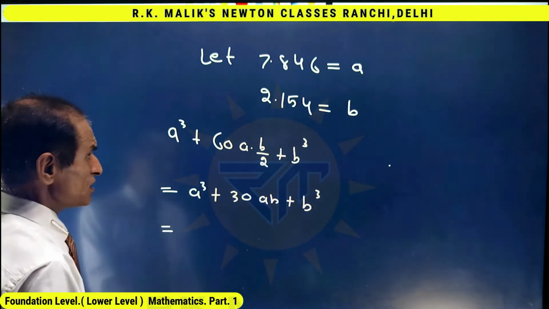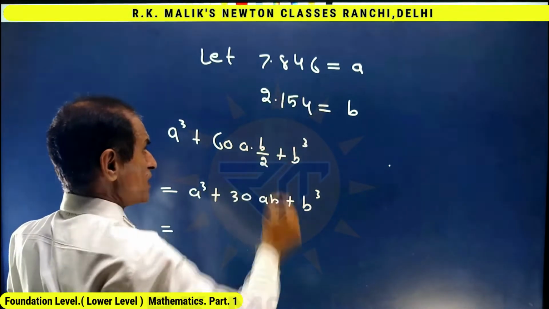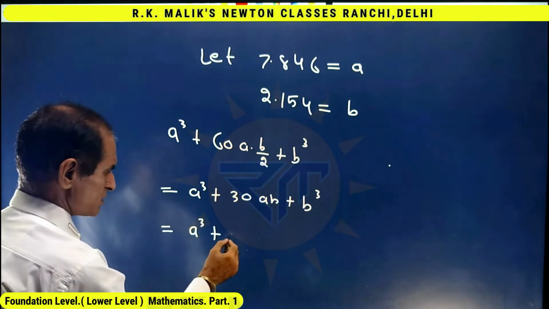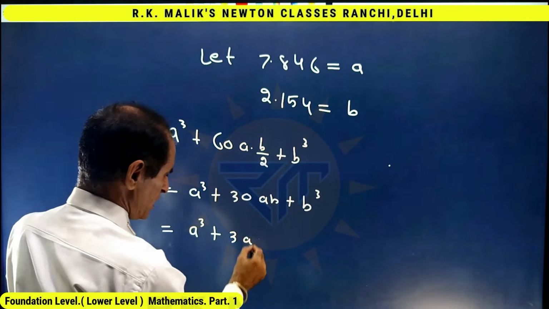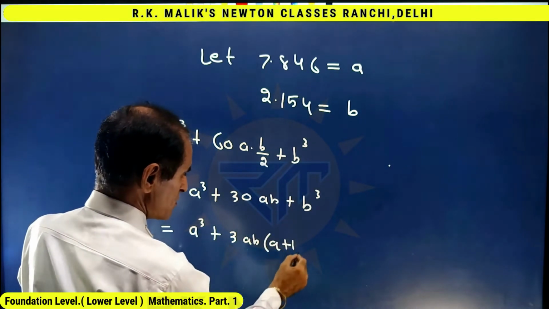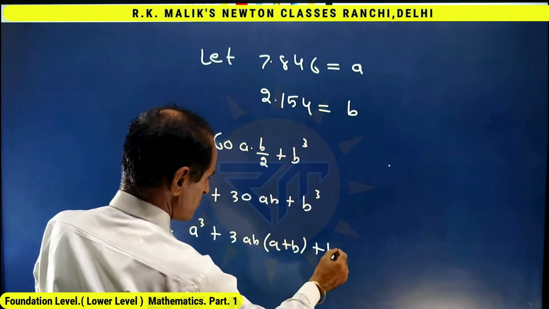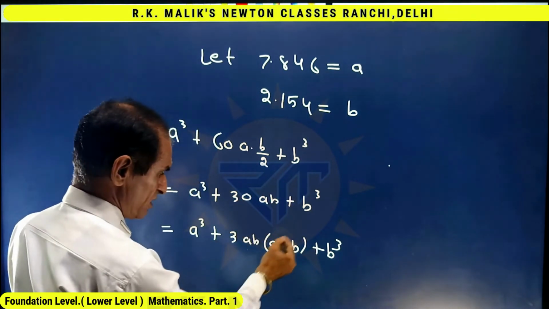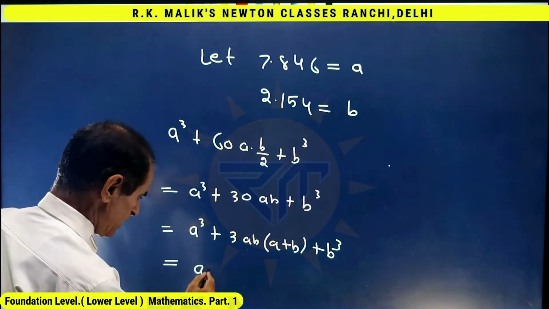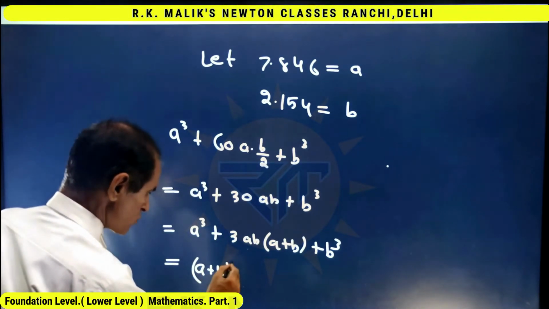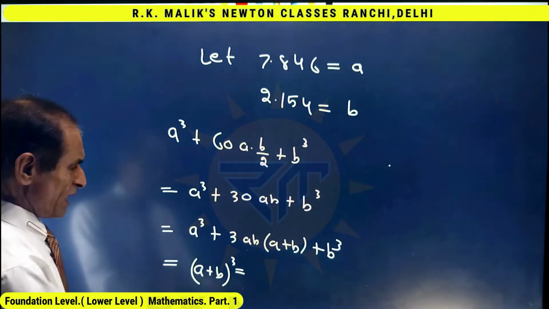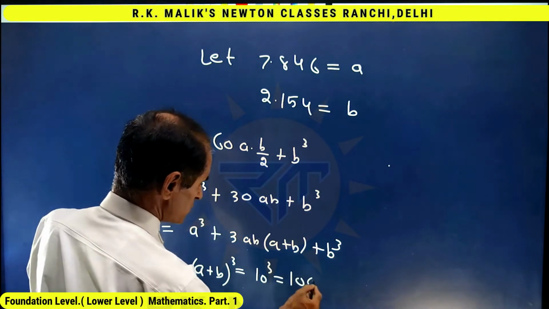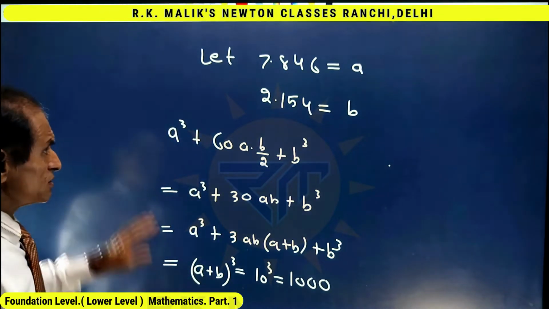And now see, it is clear that A plus B is 10. Hence, I can write it as A cube plus 3AB into A plus B plus B cube. This 30 I have written as 3 and 10 here. It is clearly A plus B whole cube, and A plus B is 10. That is, I get the answer as 1000.